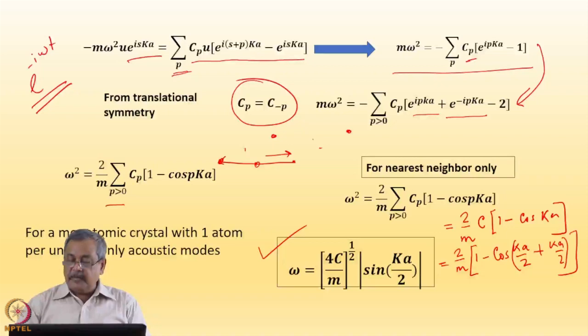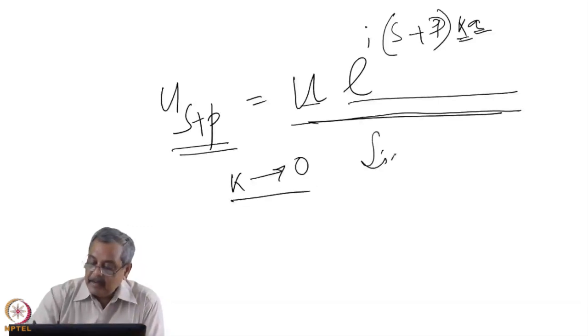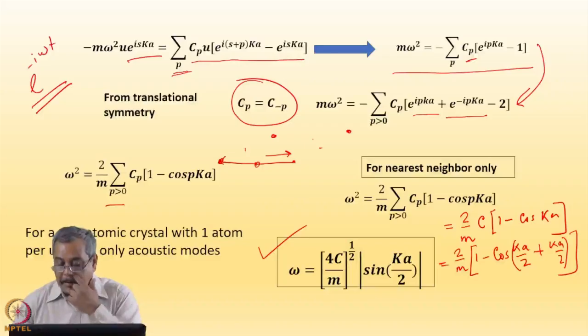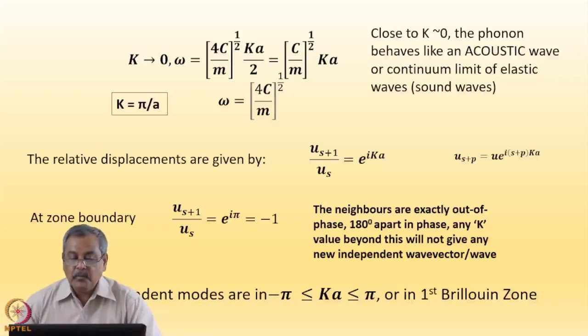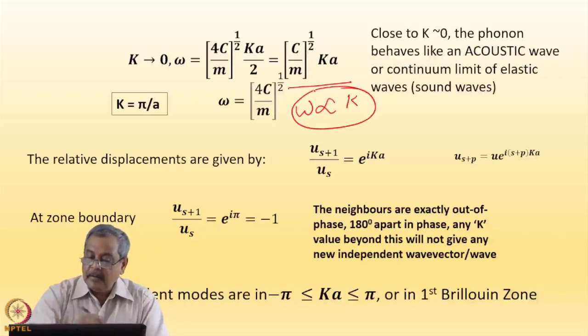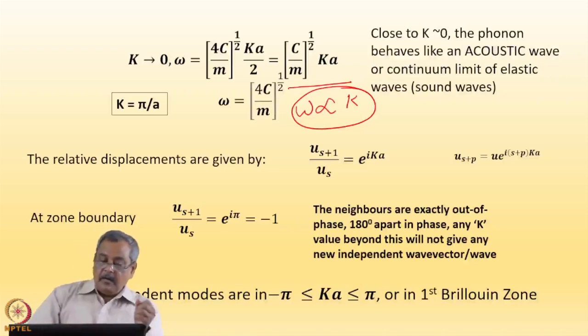Now, let us look at this solution. This sin k by 2, as k goes to 0, goes as k by 2. We know sin x equals x for small x. And when you consider this, then this solution gives me, for k going to 0, omega equal to (4C by m) to the power half times k by 2, which comes to the square root of C by m times k. So omega is proportional to k. It's a linear relationship. And that means when I go to the center of the zone, which is at k equal to 0, the omega-k relationship goes down to 0 linearly.